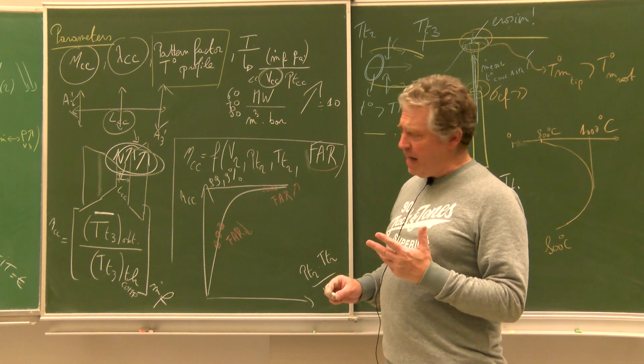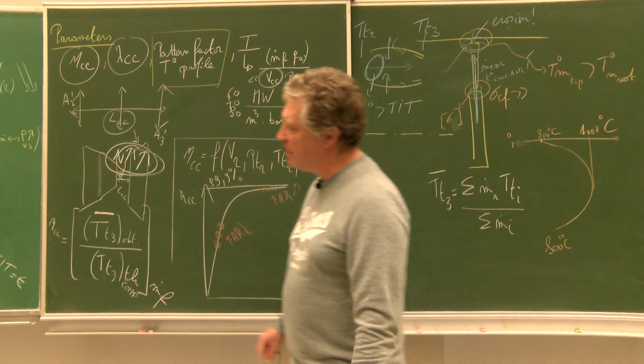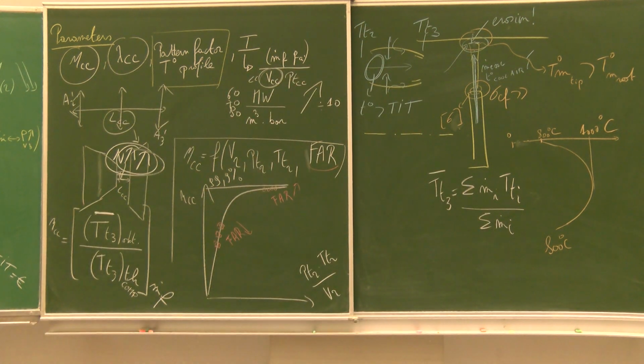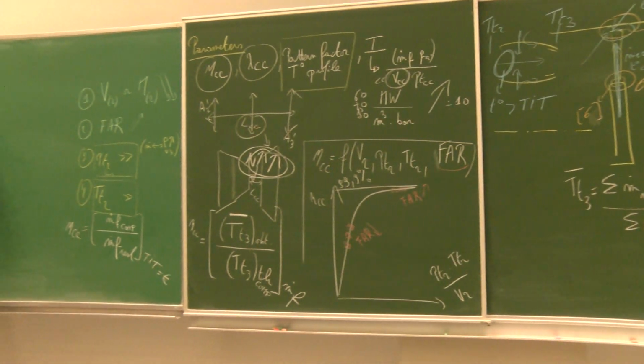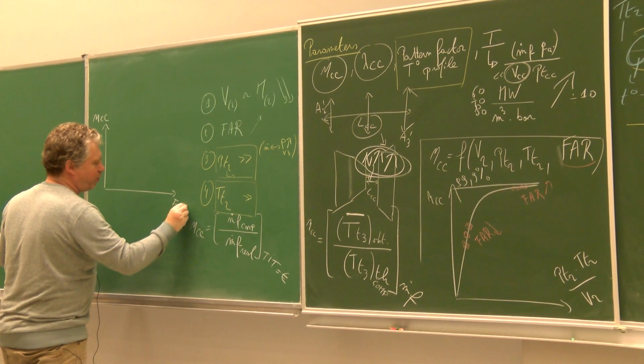There is another way, so here we have mainly represented eta Cc compared to these parameters. There is another way to represent the situation. This is to represent eta Cc in function of the fuel to air ratio.